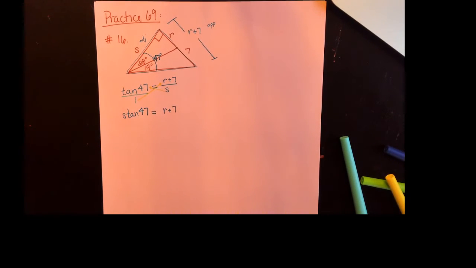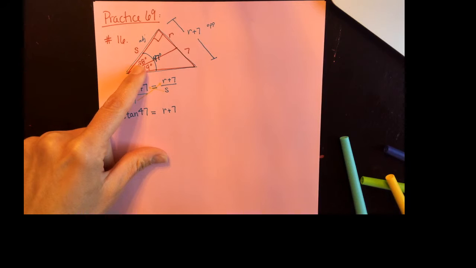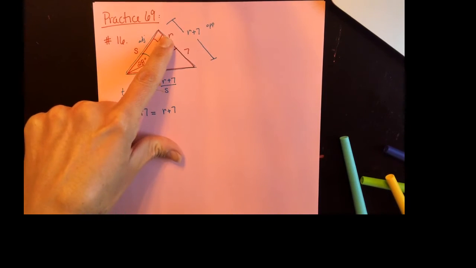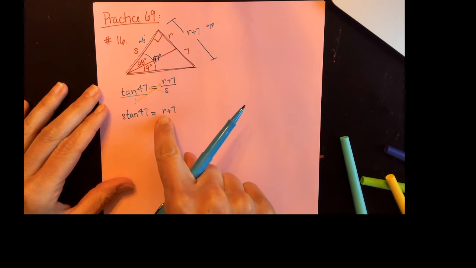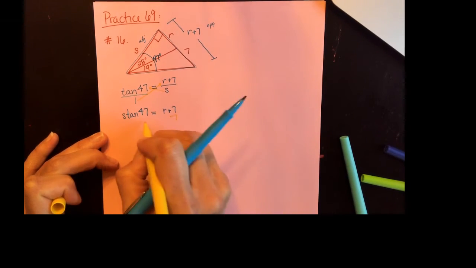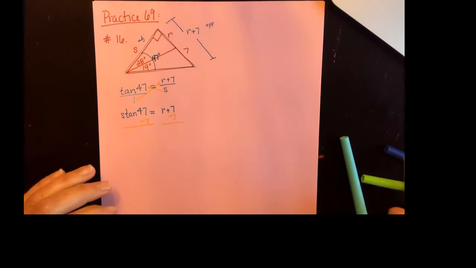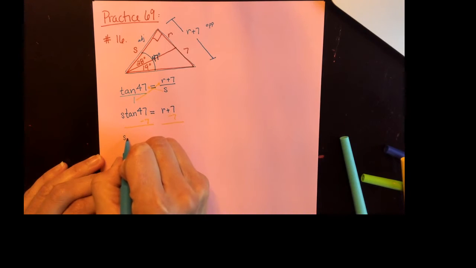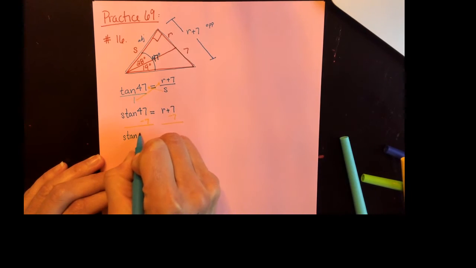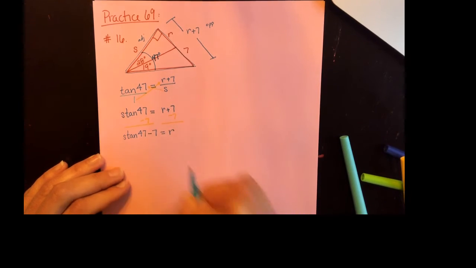Because I want to keep everything in terms of the same variable, because I have a second right triangle up here that has r, I want my answer in terms of r. So I'm going to subtract 7 from both sides. What that leaves me with is s times tangent 47 minus 7 equals r.